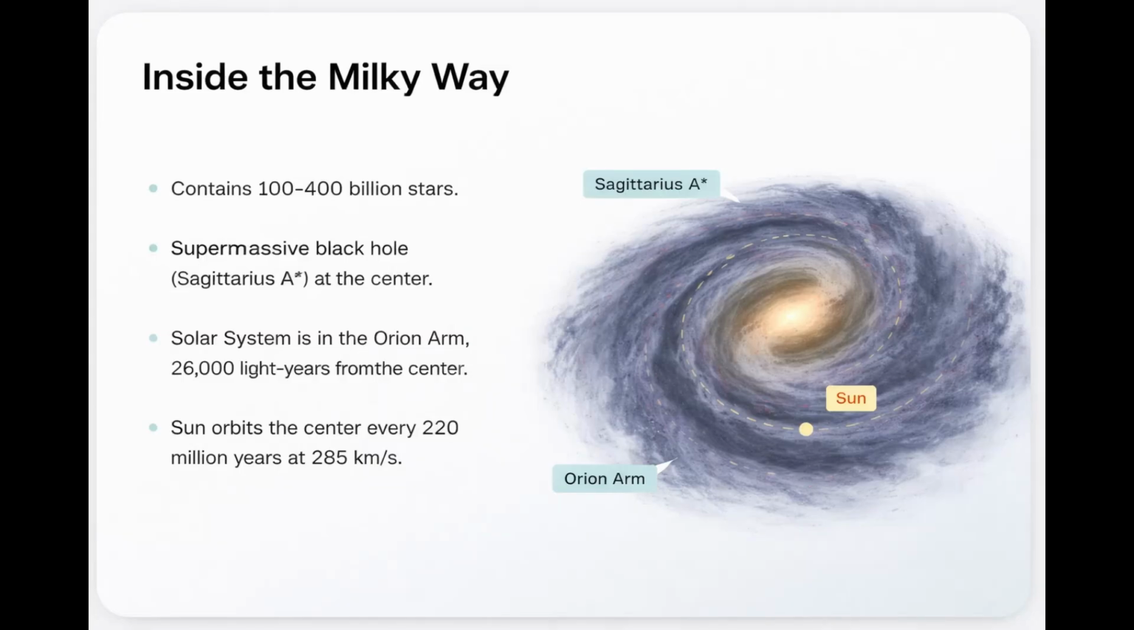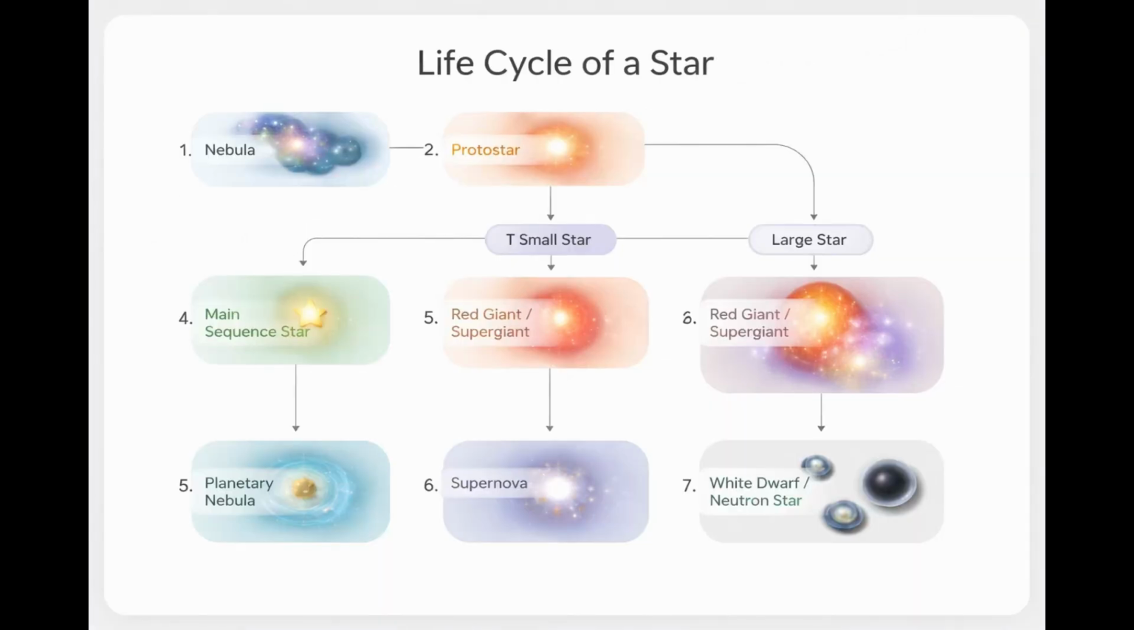The Milky Way is incredibly vast, containing between 100 and 400 billion stars. Our solar system sits in the Orion Arm, orbiting a supermassive black hole at the galactic center. Stars are not eternal. They are born, they live, and they die. This process, known as stellar evolution, follows a specific sequence of stages depending on the star's initial mass.